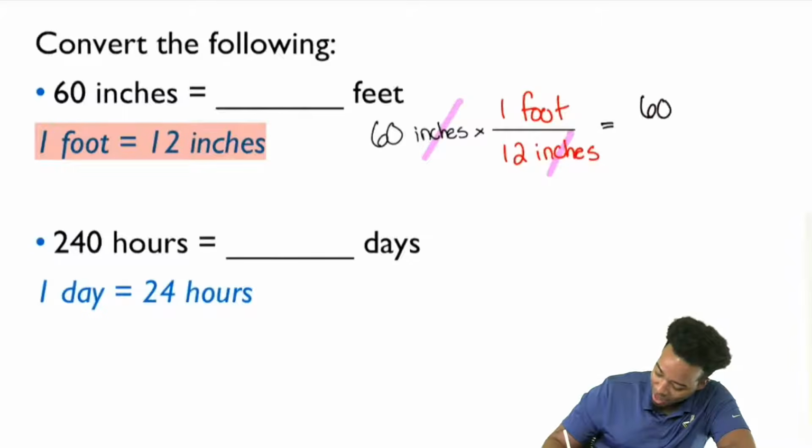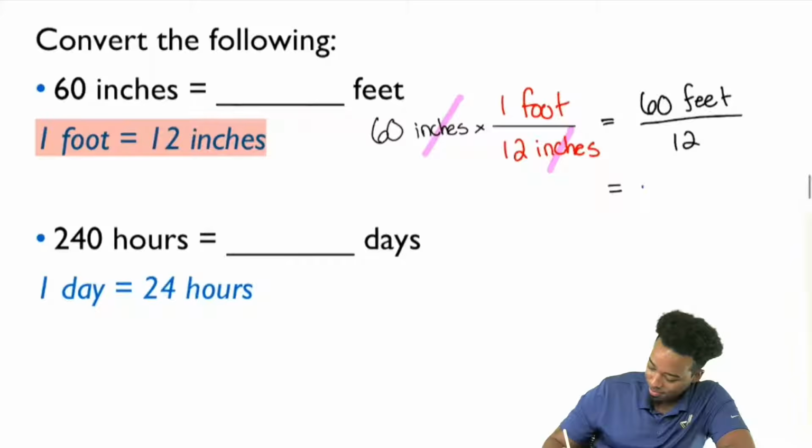So boom, we are going to end up having 60 feet over 12. 60 divided by 12 gives us 5 feet, and we're done. Boom.